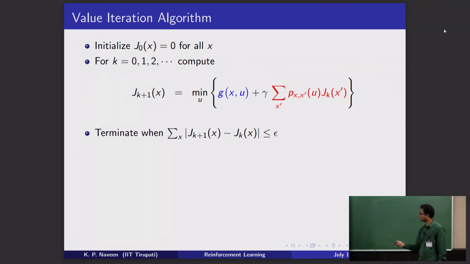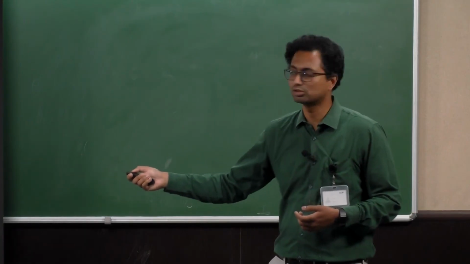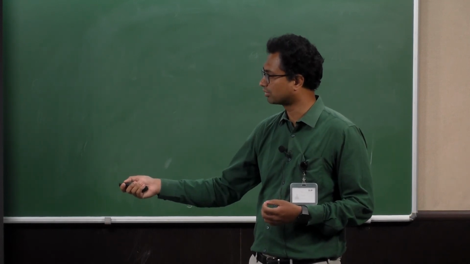When you are implementing it as an algorithm, you will terminate when these two costs differ by less than or equal to epsilon, okay. You will just put some tolerance, maybe 10 power minus 3 or 10 power minus 6, and terminate whenever they are close enough, okay. After termination, the hope is that your jk, whatever the value at which you terminated, will be very close to j star. If your epsilon is small enough, your mu star also will be very close to the optimal policy.